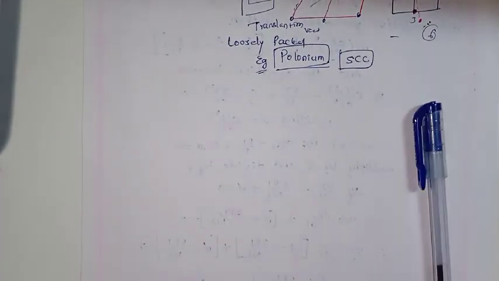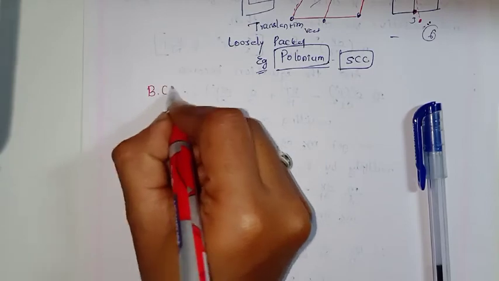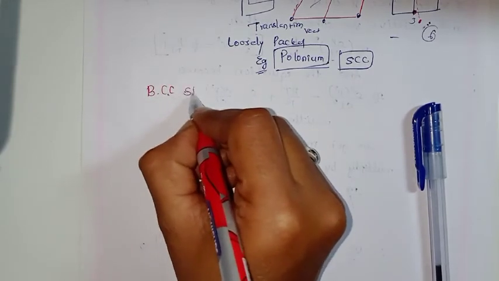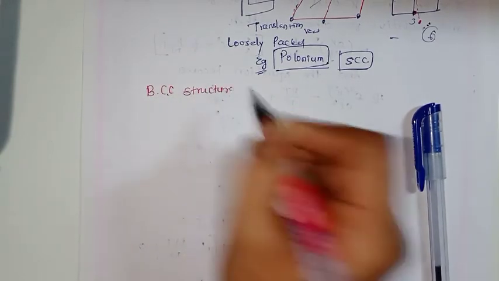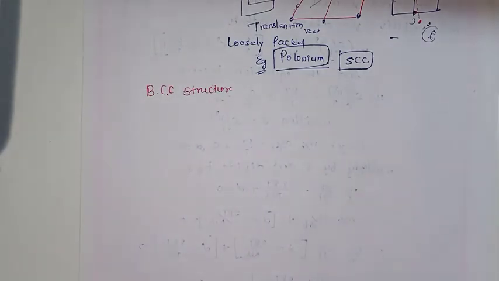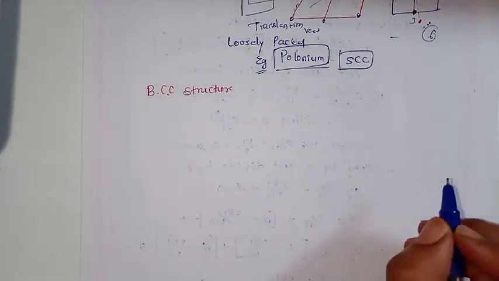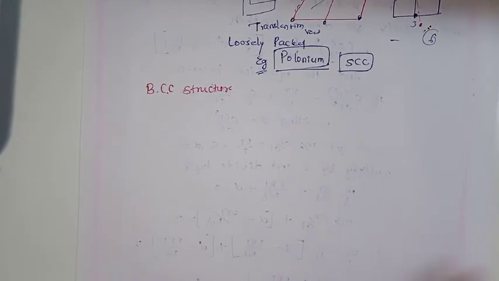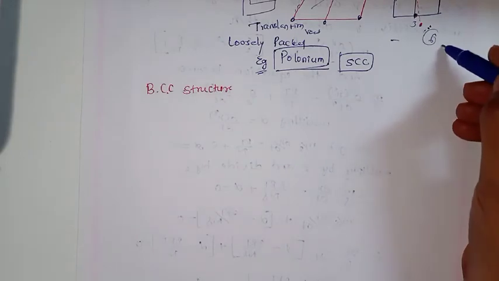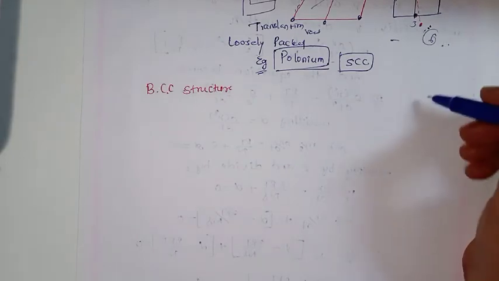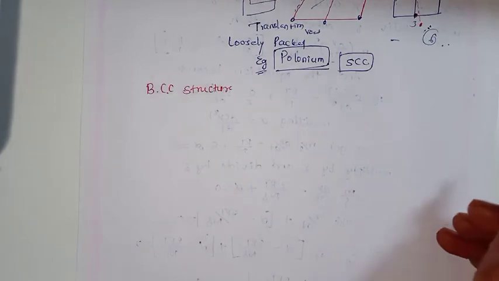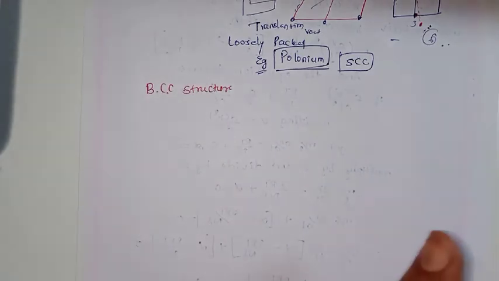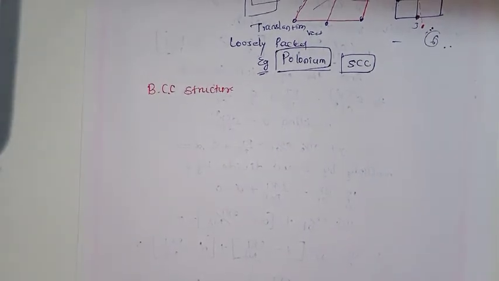Then the second one is the body centered cubic structure. How is the BCC structure? In the body centered cubic structure, for each corner atom there are 8 surrounding unit cells. In the first one there are 6 atoms. Here 8 atoms will be surrounded by the unit cell.